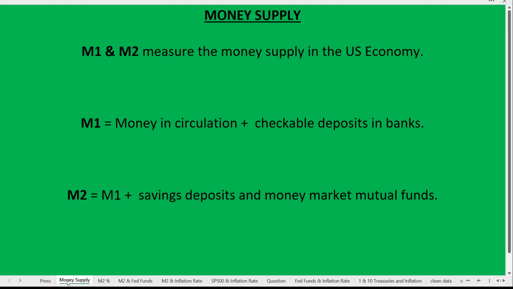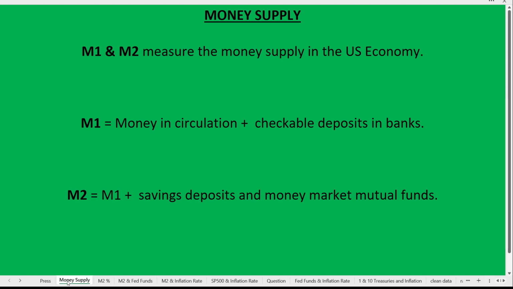M2, which is what we're going to talk about today, is M1, the most liquid assets out there, cash, plus savings deposits, money market mutual funds, also those securities that are very easily convertible into cash. That's very easy to move around, as opposed to long-term real estate investments and other things that you may not be able to move.